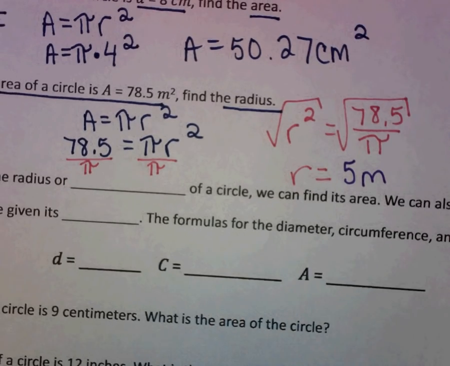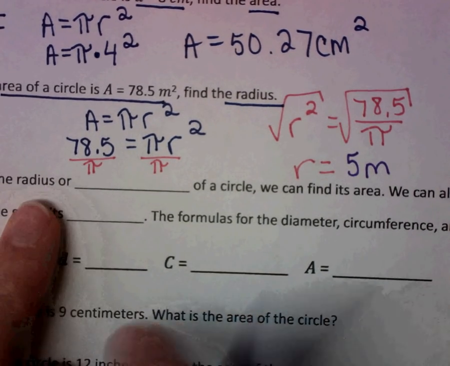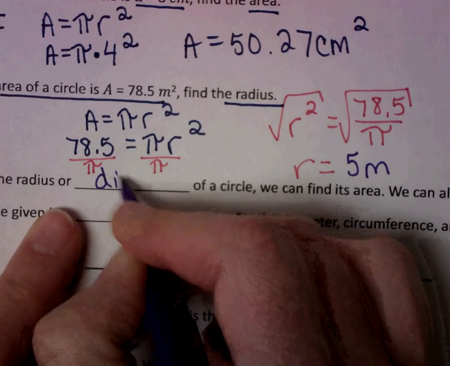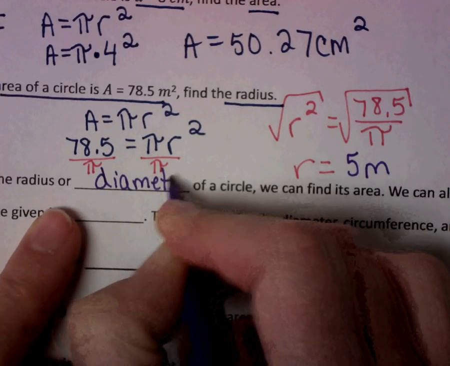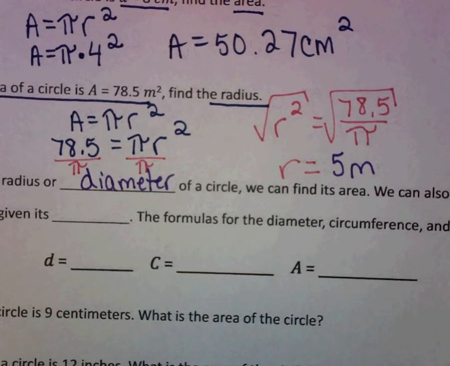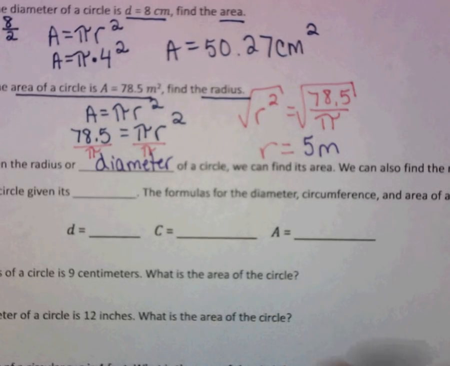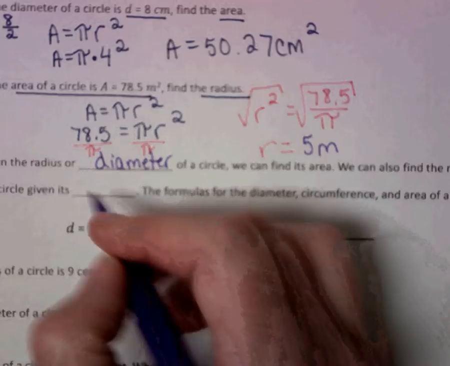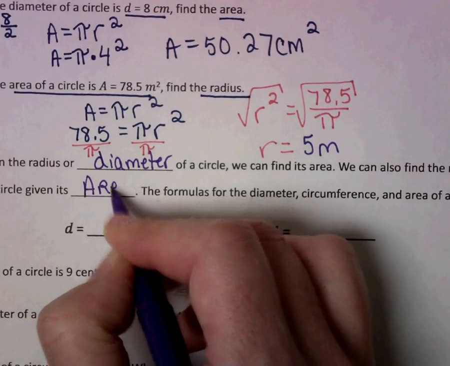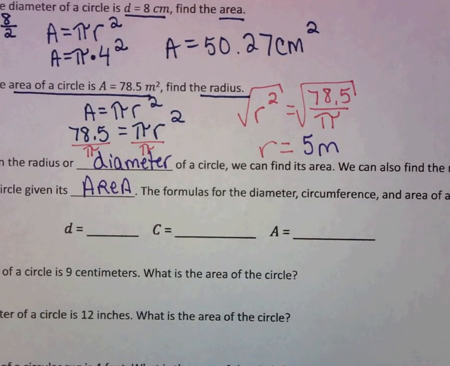Okay, so let's summarize this. If we're given the radius or the diameter of a circle, we can find its area. We can also find the radius and diameter of a circle if we're given its area. And we can also do that with circumference. We're just focusing on area right now because circumference really isn't in our formulas.